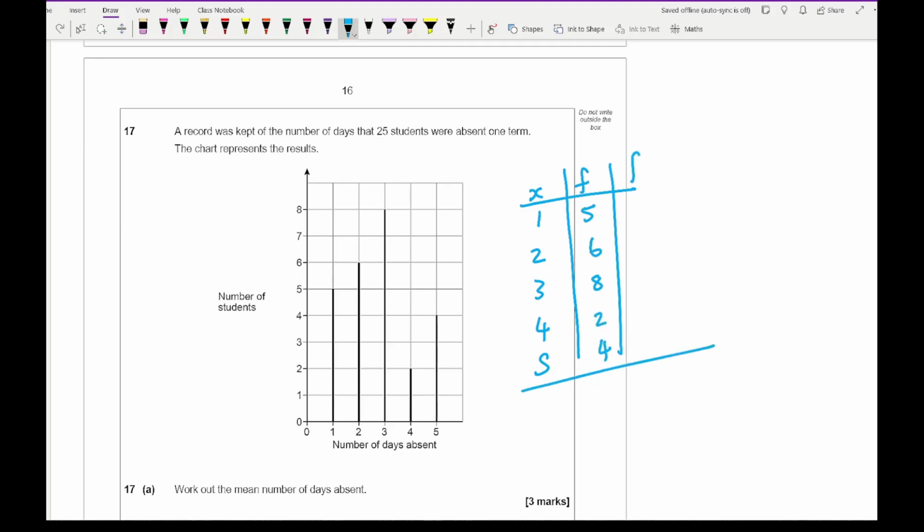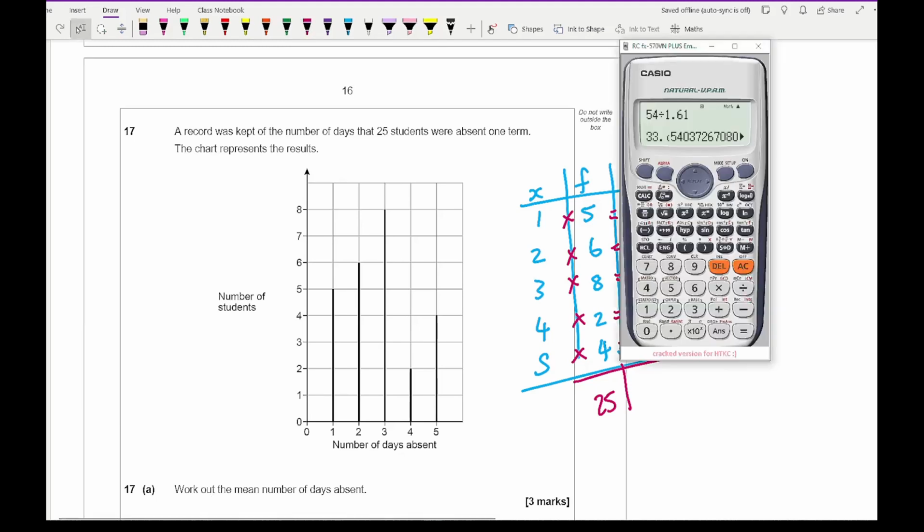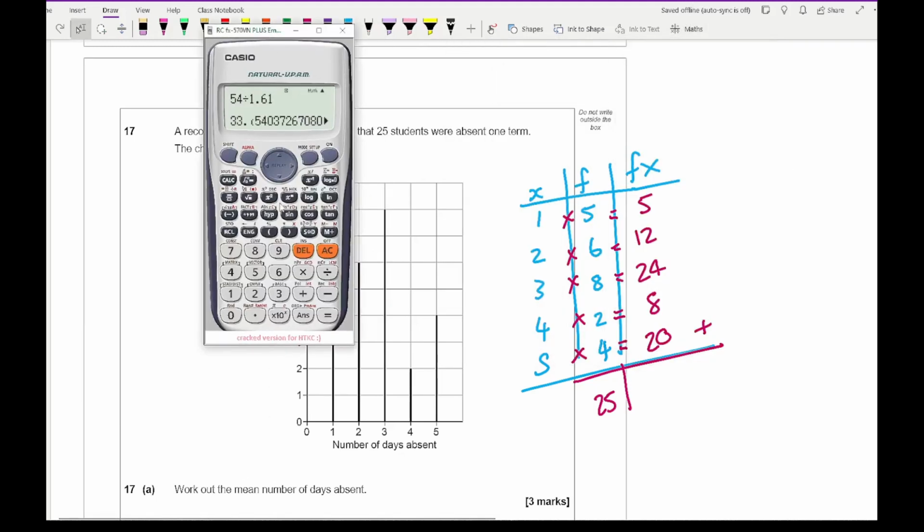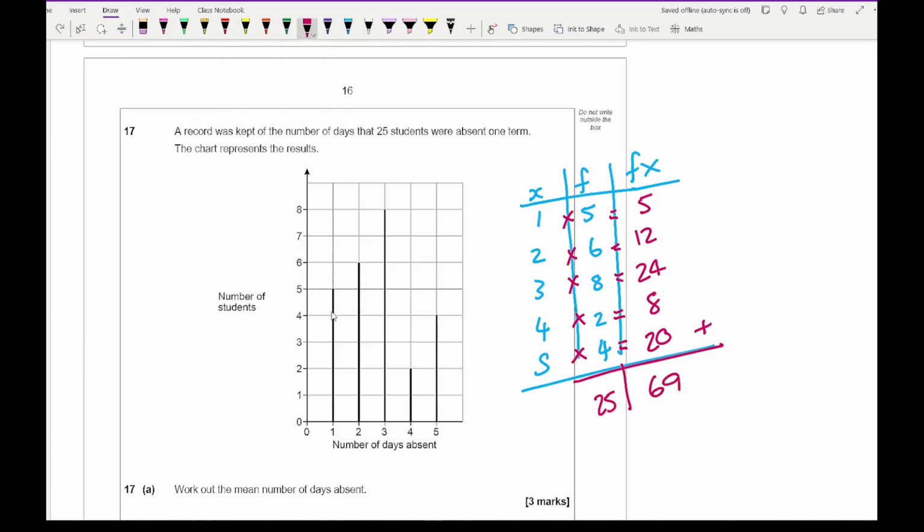And what I then need to do is create an fx column. How do I create those fx values? Well, I just simply multiply these numbers and work that out. So from this I've got 5, 12, 24, 8 and 20. And then what I need to do is add those numbers up. So again, just get the calculator: 5 plus 12 plus 24 plus 8 plus 20, and that gives me an answer of 69.